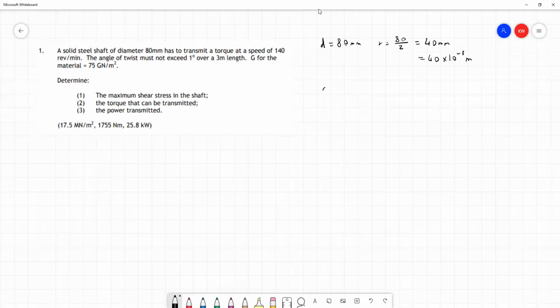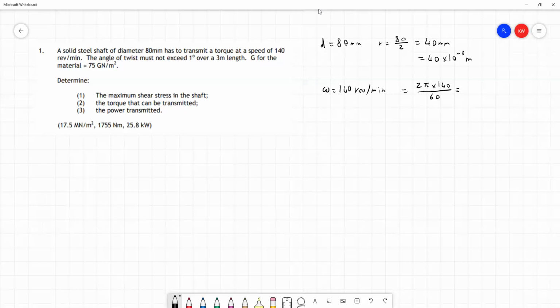We're told that omega, that's our angular velocity, is 140 revs per minute, or RPM if you prefer, and that's going to be equal to 2 pi times 140 divided by 60. That's the conversion factor from RPM into radians per second. We multiply by 2 pi and divide by 60. This is something that we cover in engineering dynamics, but I'm making it explicit here so that we can be clear. If we enter this into our calculator, I'll do so just now.